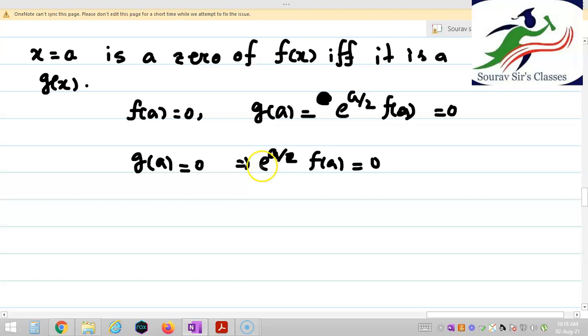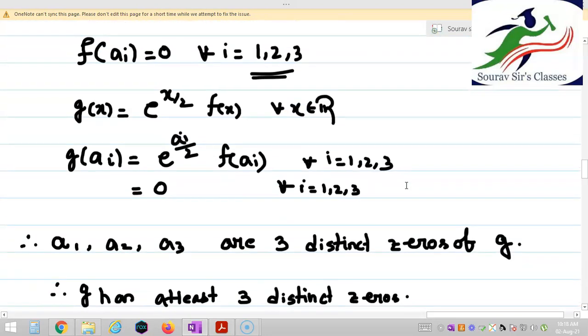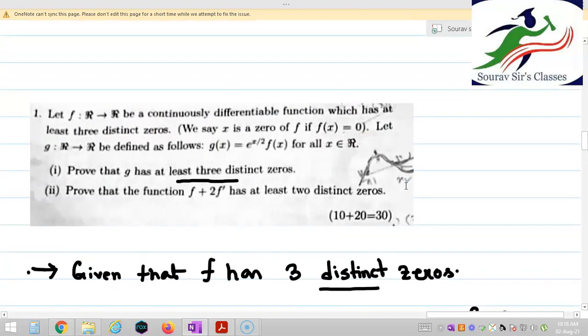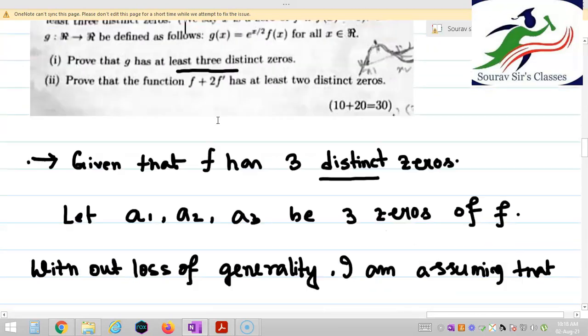Now e to the power a by 2 cannot be 0, so f of a is equal to 0, right? Okay, so the zeros of f(x) and the zeros of g(x) are the same. Now observe that it is given to us that this function f is continuously differentiable on R.